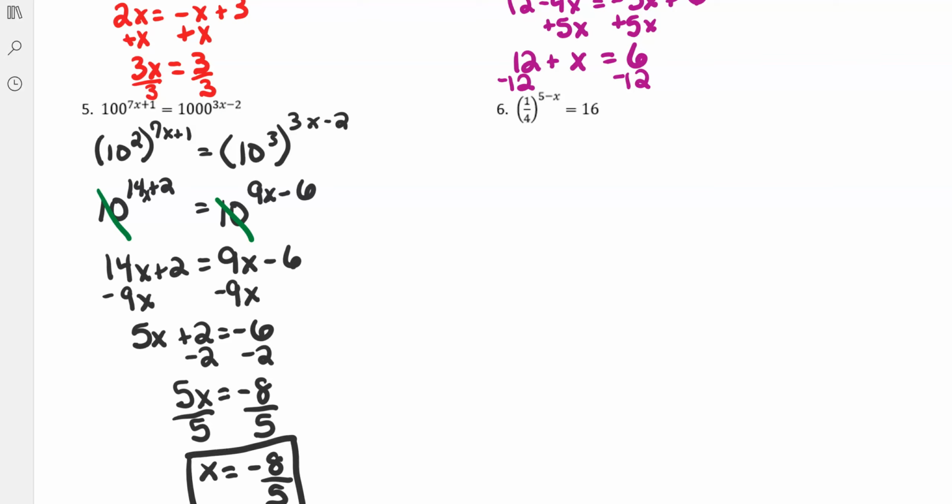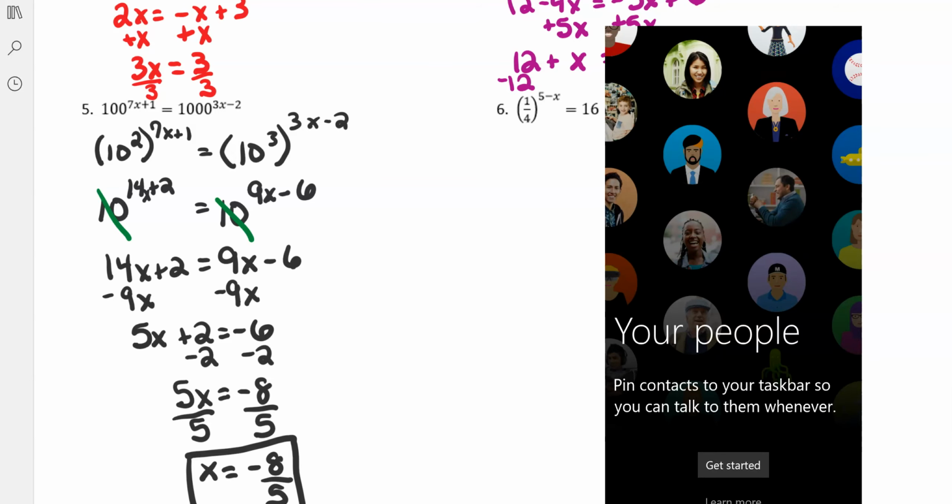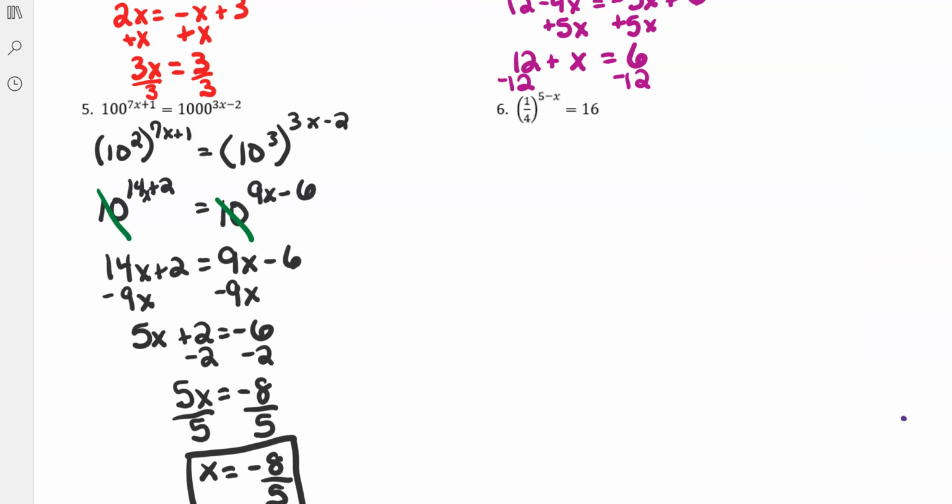All right, very last one. So we have 1/4 to the 5 minus x, and we have 16 by itself. All right, so 16 and 1/4 are both in the 4s family. So that would be 4 to the negative 1 to the 5 minus x. And then 16 is 4 squared.